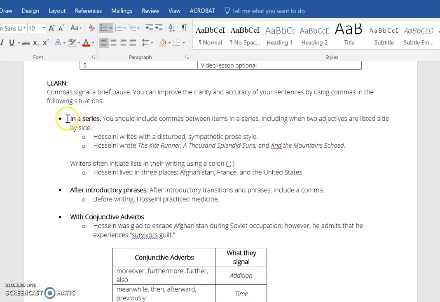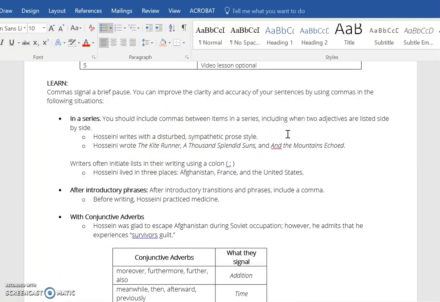If you have a series of things in your sentence, whether it's a series of adjectives, it could be 2 adjectives, it could be 3 adjectives, it could be 20 adjectives, there should be commas between them. So here's an example. Hosseini writes with a disturbed, sympathetic prose style. We have a series of adjectives here. Adjective 1 is disturbed. Adjective 2 is sympathetic. So a comma needs to go between them.